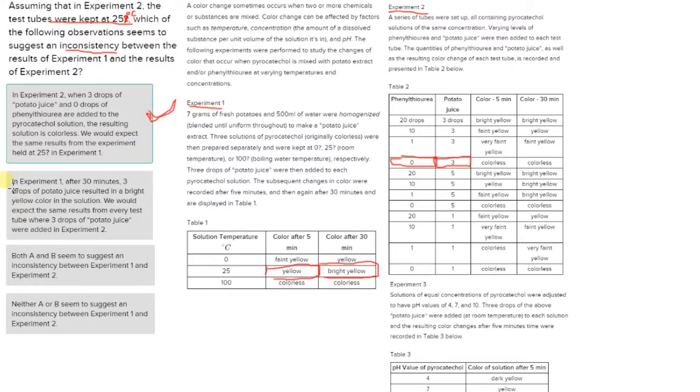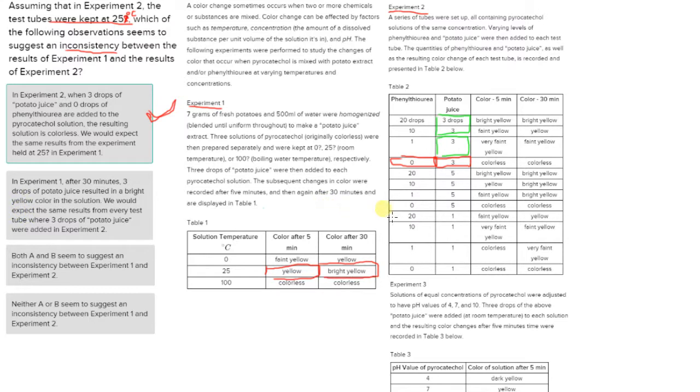Then we're going to go to the second choice: in experiment 1, after 30 minutes, 3 drops of potato juice resulted in a bright yellow color in the solution. We should expect the same results from every test tube where 3 drops of potato juice were added in experiment 2. So this question is saying that everywhere that we see 3 drops of potato juice, so here, but also here, and actually in both of these, we should expect to see a bright yellow color in all of these results, because we saw it here after 30 minutes. So we should see it here, here, here, and here.